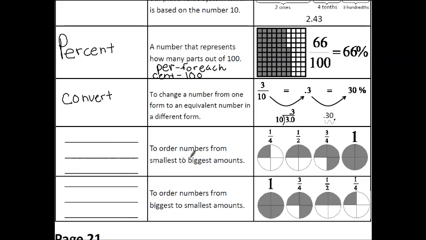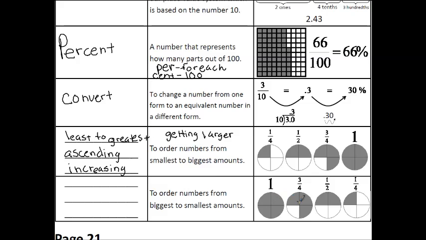To order numbers from smallest to biggest amount, so you start small and it gets bigger and bigger, there are a few different vocabulary words that mean the same thing, or synonyms. So this is when the numbers are getting larger or bigger. We could say least to greatest, ascending is another word, or increasing.